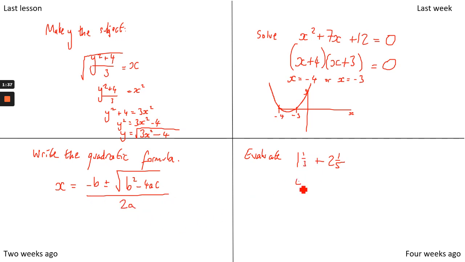1 1/3 becomes 4/3. 2 1/5 becomes 11/5. You need the same denominator. So the fraction on the left becomes 20 over 15. The fraction on the right becomes 33 over 15, which is 53 over 15, or as a mixed number, 3 and 8/15.